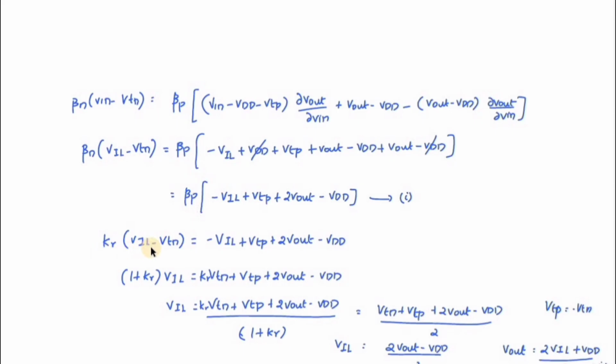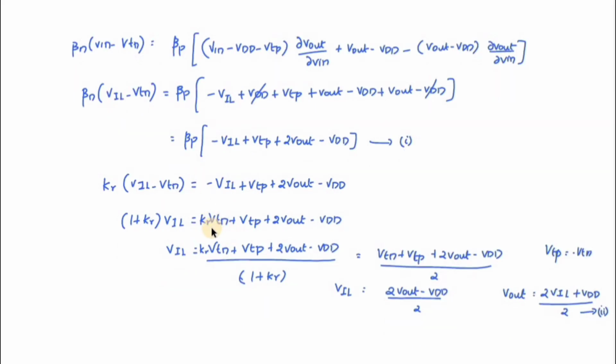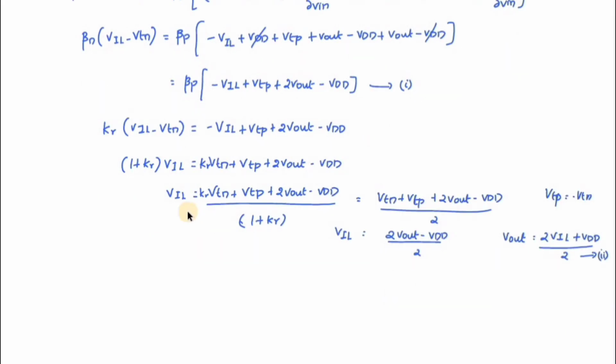So what is βn divided by βp? That is KR. So KR into VIL minus VTN is equal to minus VIL plus VTP plus 2Vout minus VDD. Here, 1 plus KR into VIL is equal to KR into VTN plus VTP plus 2Vout minus VDD. Okay, so if I take VIL, what is VIL? VIL is equal to KR VTN plus VTP plus 2Vout minus VDD divided by 1 plus KR.